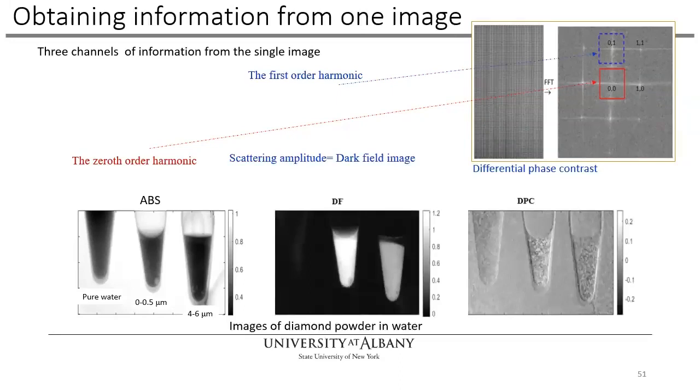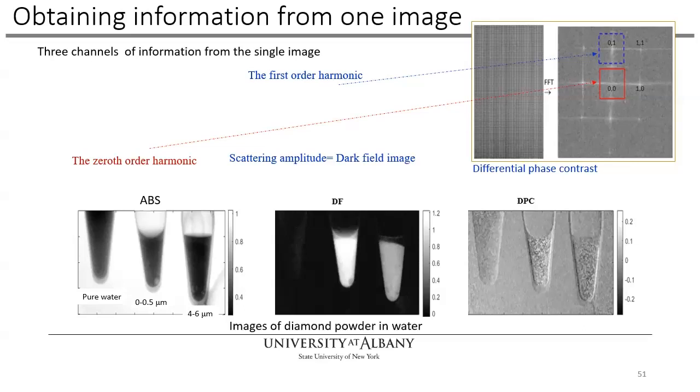And our processing looks something like this. We have a mesh. If you Fourier transform that mesh, you get different harmonics in Fourier space based on the period of the mesh. We look at the mesh image by itself, and the mesh image with the object in place. If we take the data from the zeroth order harmonic and compare with and without the object in place, we can infer what the attenuation was to the object, or the absorption image here.